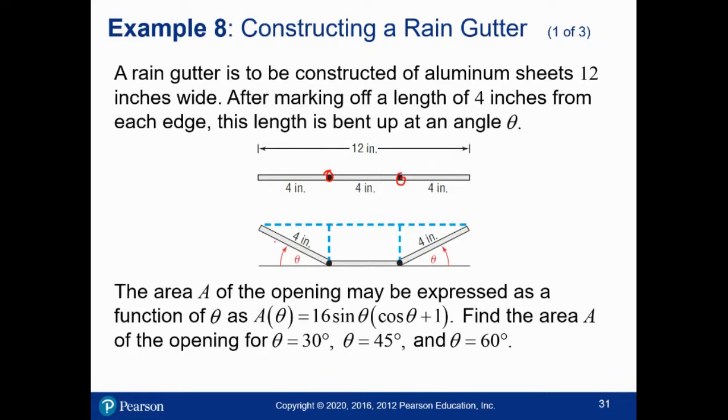I'm going to bend both sides up at the same angle, where that angle is theta. Later on we can figure out where this formula comes from, but for now let's just believe the manufacturer that the area is given by 16 times the sine of theta times, in parentheses, cosine of theta plus 1. So for 3 different choices of the angle to bend, find the area of the opening.